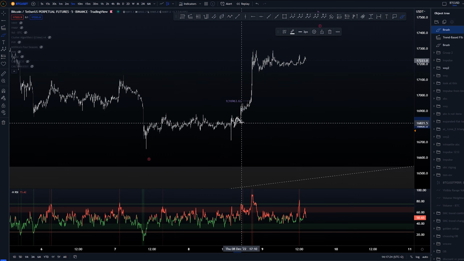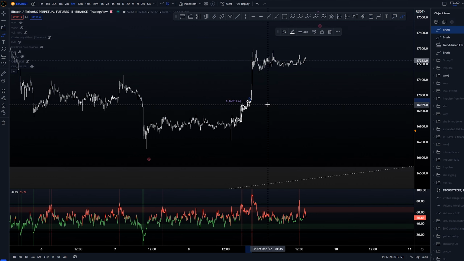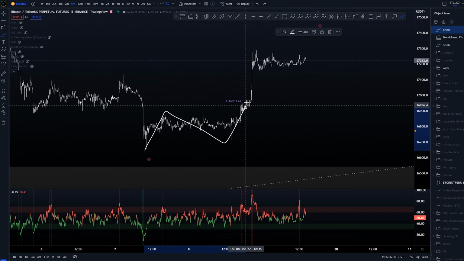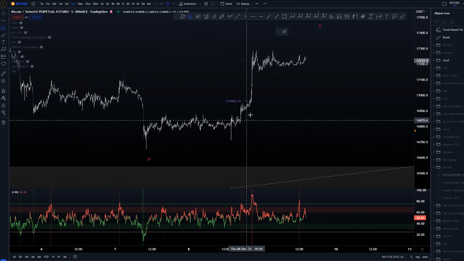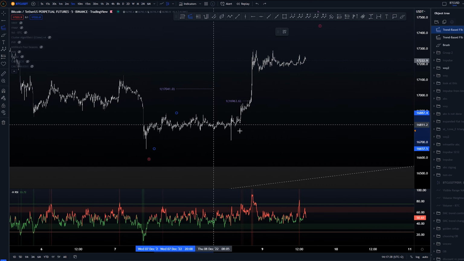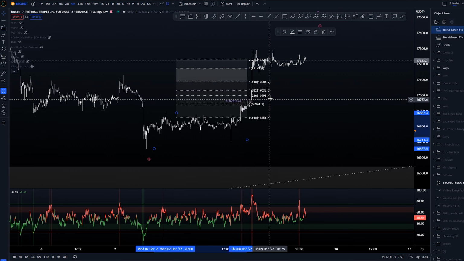I was expecting this to be a 1, 2, 3, 4, some kind of ending diagonal into here, hitting that 1-to-1 exactly on the spot, and then we would be getting this 3-way structure complete, and then we would be looking to pivot downwards again, but that did not happen. We had a few different ideas here.